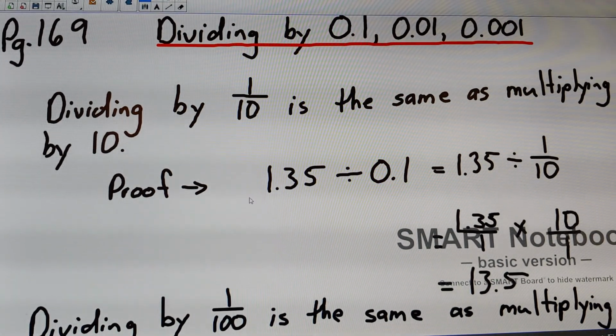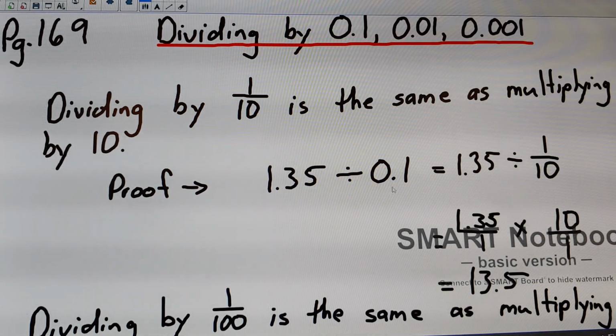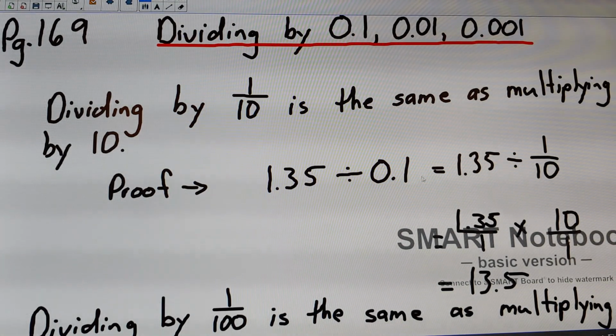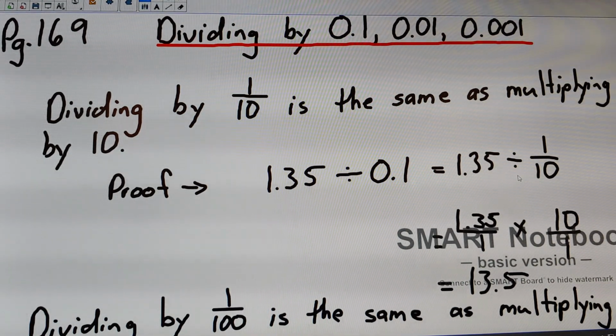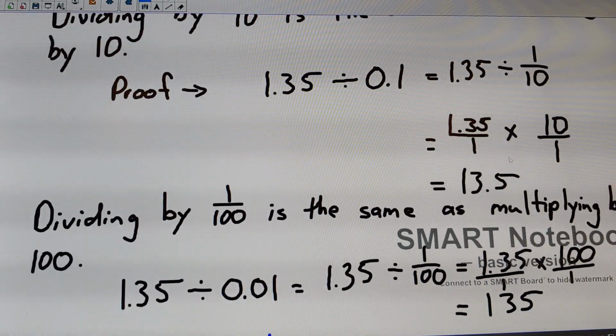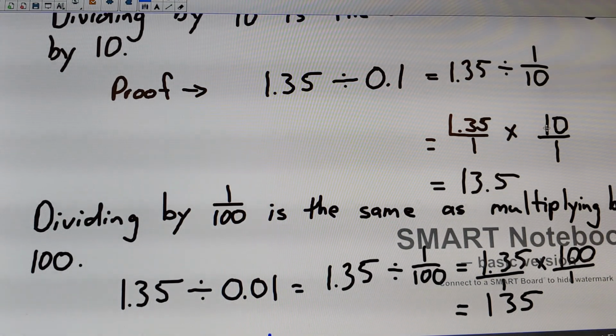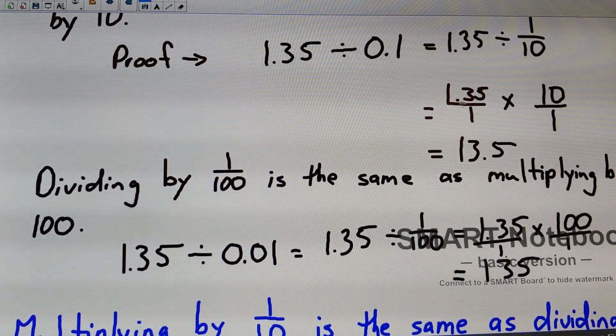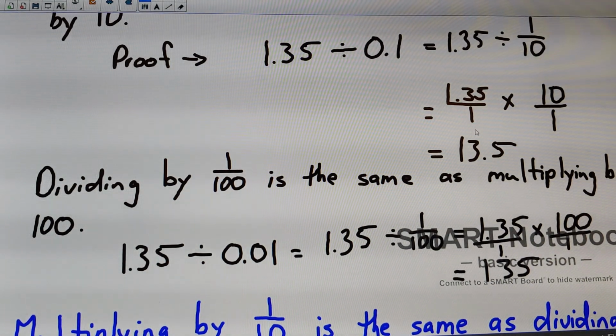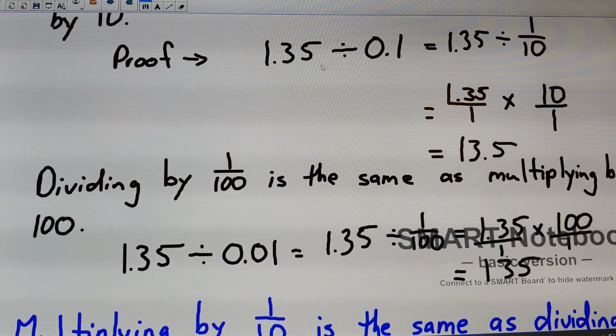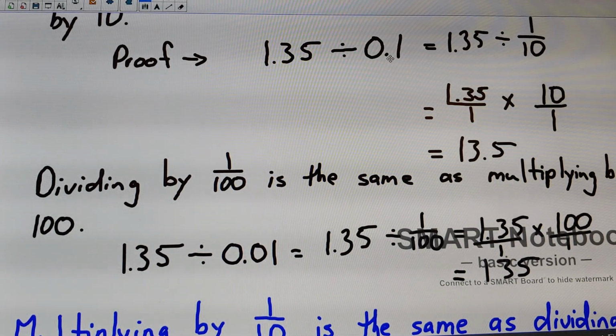And here's just proof that it works. So 1.35 divided by 1/10, okay? So it'd be 1.35 divided by 1/10. Change that to a whole number by putting it over 1. Multiply the numerators. We get 13.5 over 1, which is just 13.5. So this divided by 1/10 ends up being the same as multiplying it by 10. Decimal goes right there. Okay?